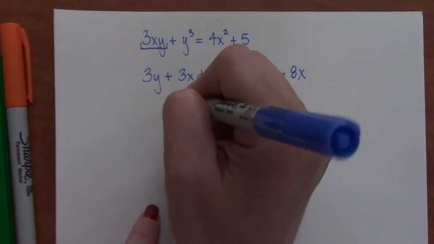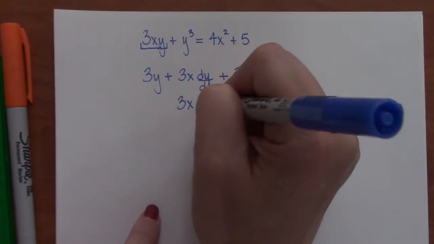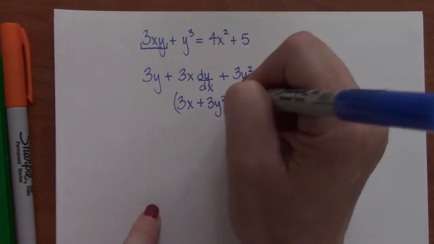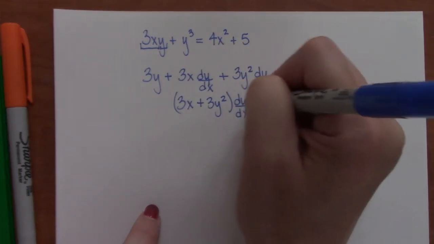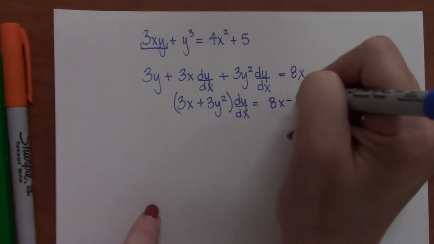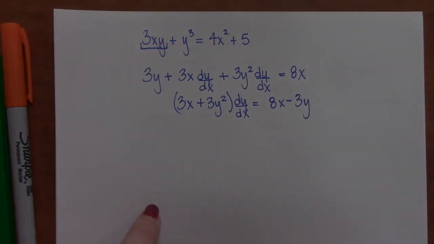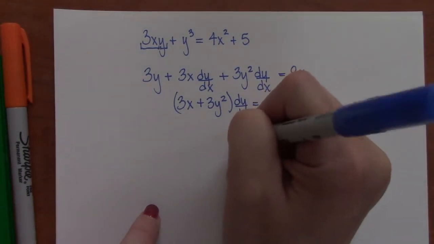So everything with the dy/dx stays on the left. Everything without a dy/dx moves over to the right, and then you just divide it.